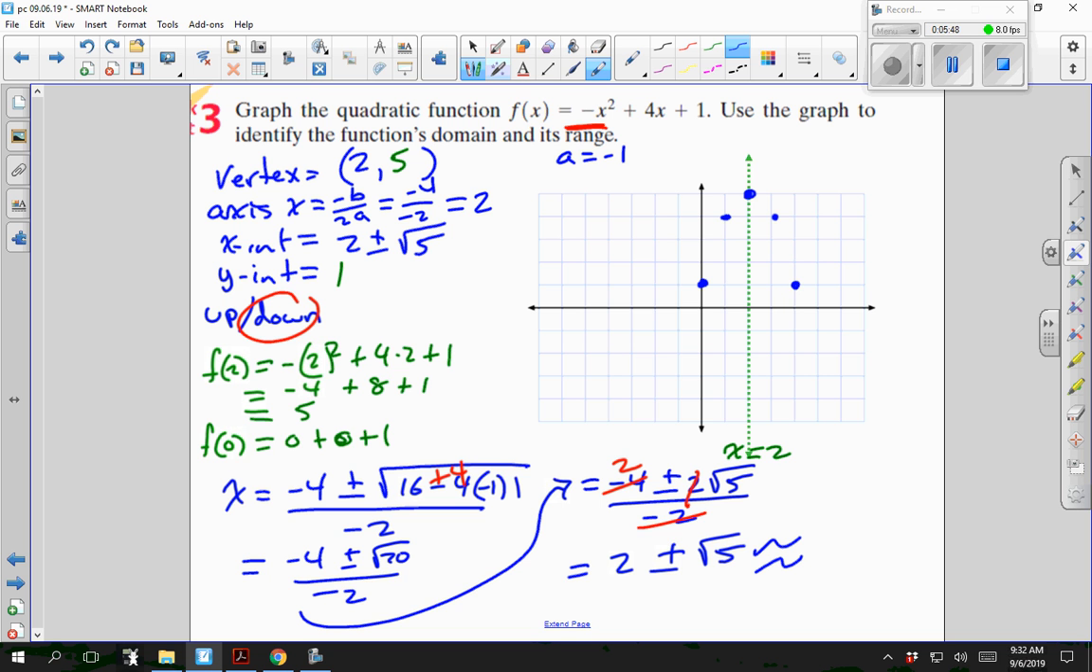So 2.2-ish. And it doesn't matter. Remember, we're trying to estimate, right? So 2 plus 2.2 is going to be 4.2, and 2 minus 2.2 is negative 0.2. Ooh, let's plot those. Negative 0.2 is going to go right there. 4.2 is going to go right there. Nice smooth curves. And we're done.